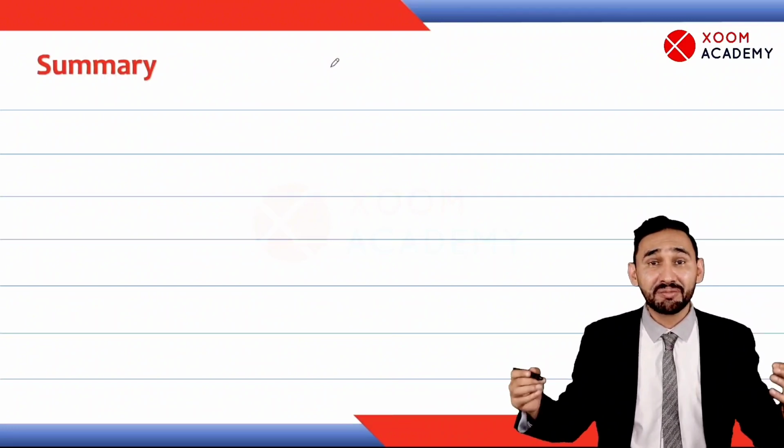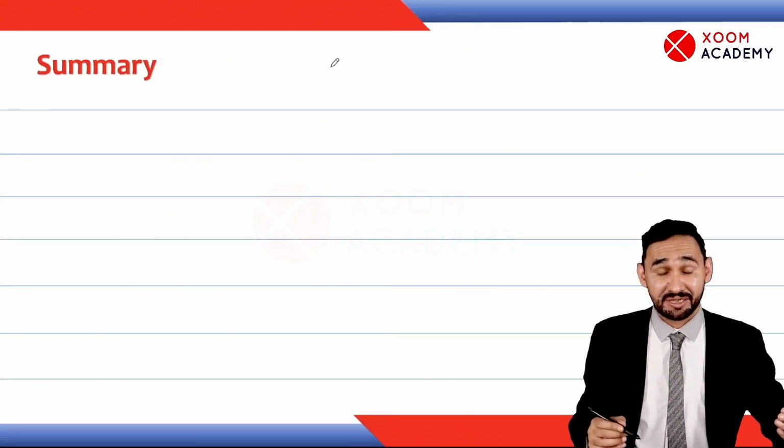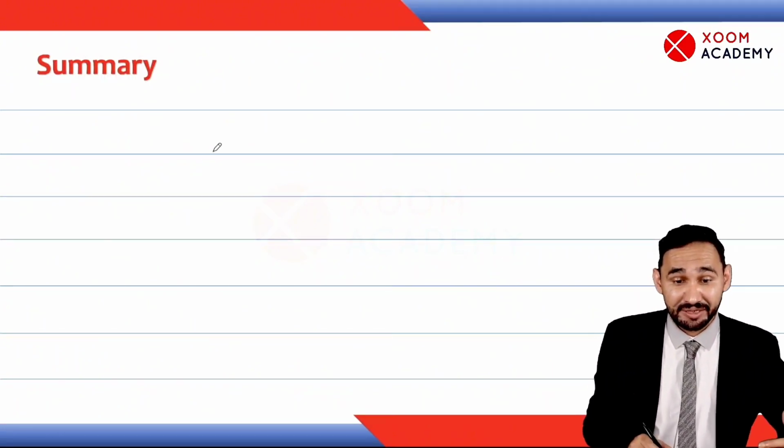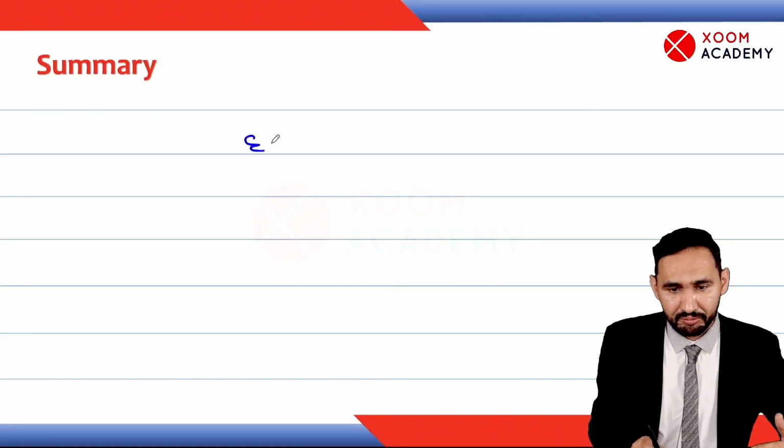So in the end, we'll summarize this session. We discussed experimental studies. So you must know that there are two types of experimental studies: randomized controlled trial and non-randomized controlled trial.